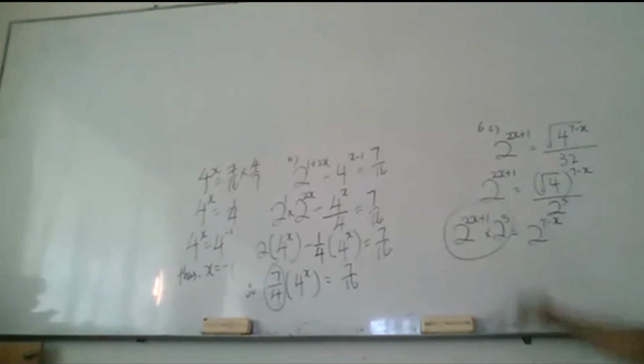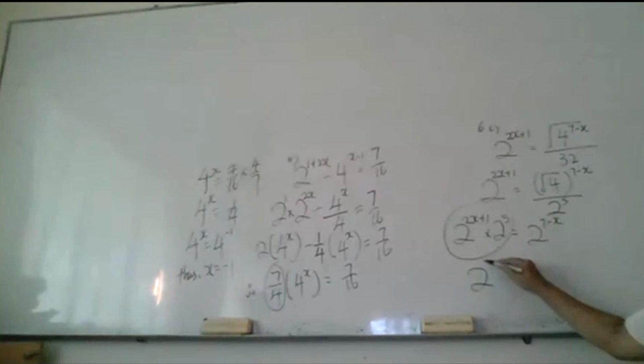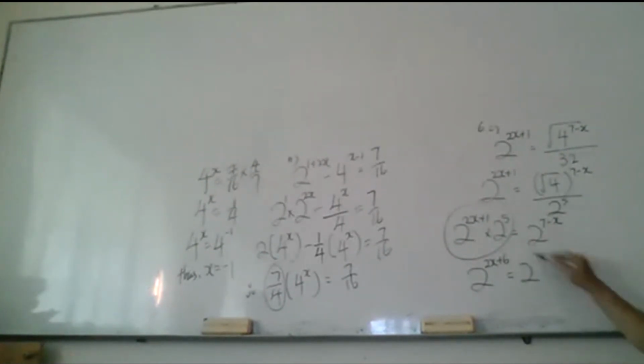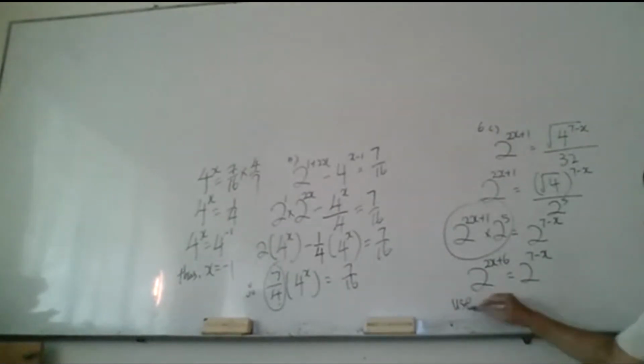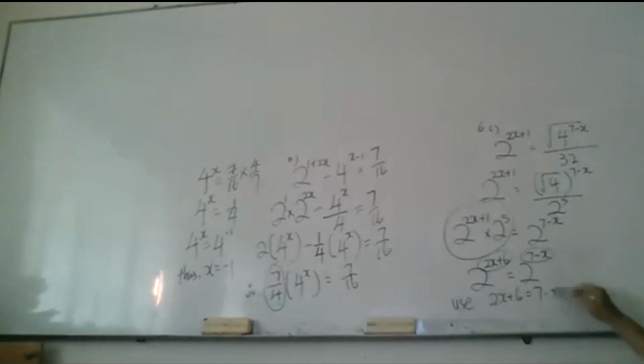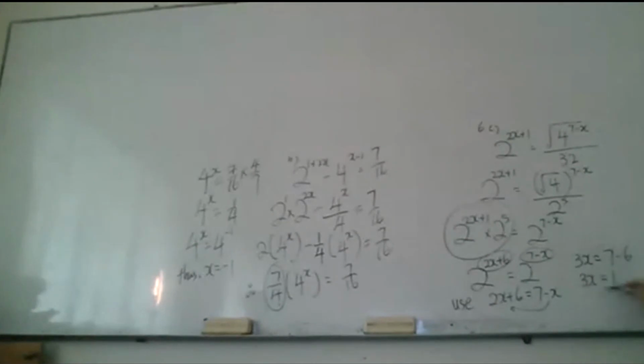So over this side, we know that for multiplication we can add the power. So 2x plus 6 equals 2 to the power of 7 minus x. And now I am going to use the power. So 2x plus 6 equals 7 minus x. So we will shift from right to left, so that I will get 3x. And the other one will be 7 minus 6. 3x equals 1, and x will be 1 over 3. So the solution is so simple. It's just like that.